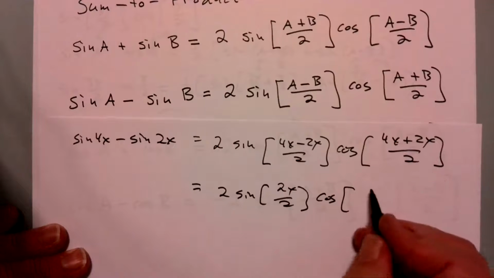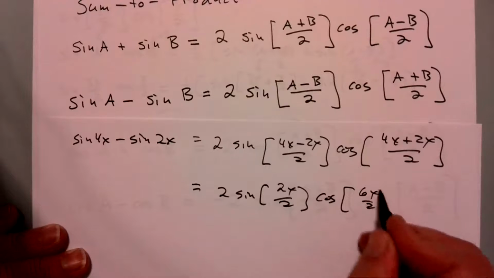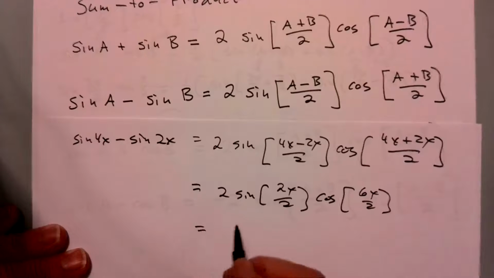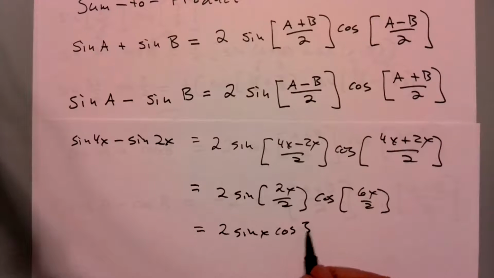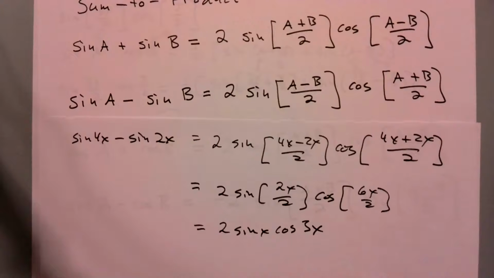4x plus 2x is 6x over 2. And I wind up with 2 sine x cosine of 3x. So those last two examples were sum to product. The previous two examples were product to sum. And now we're going to go ahead and actually prove some identities. So we're going to finish up today's lecture by trying to prove some challenging identities.